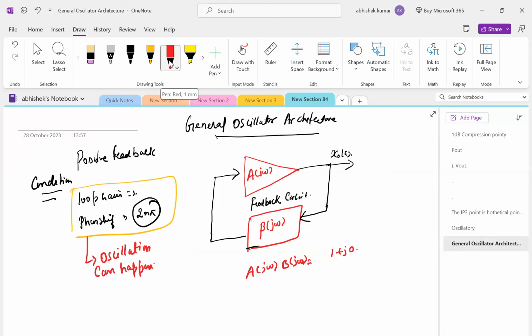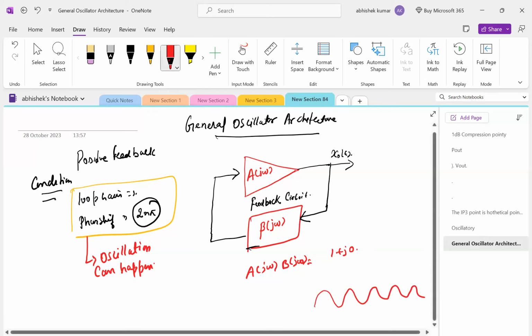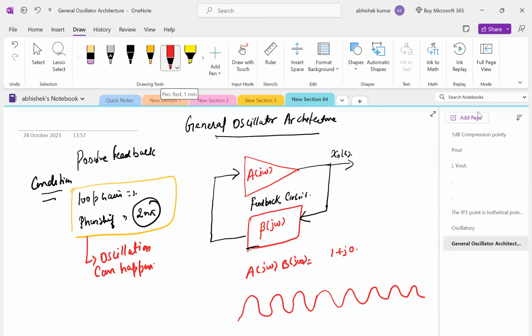What do we mean by oscillation? Oscillation gives you a frequency, a free running frequency. Just like a sinusoidal signal, you are getting a free running frequency, and that with a fixed frequency.